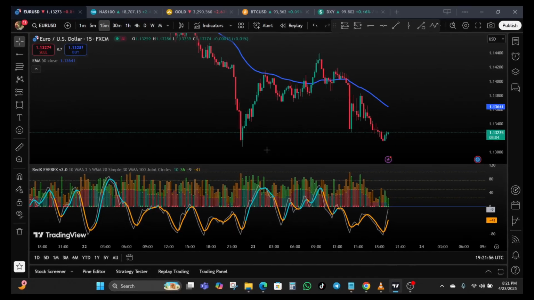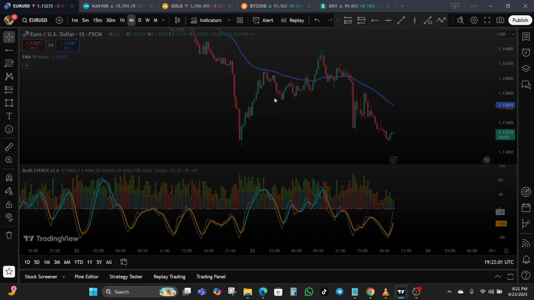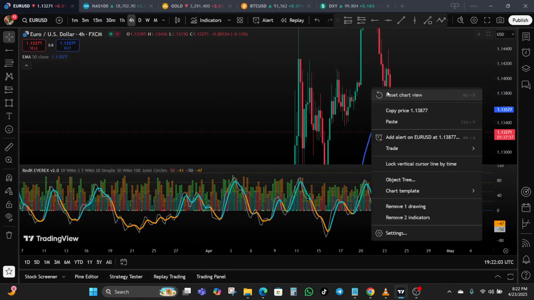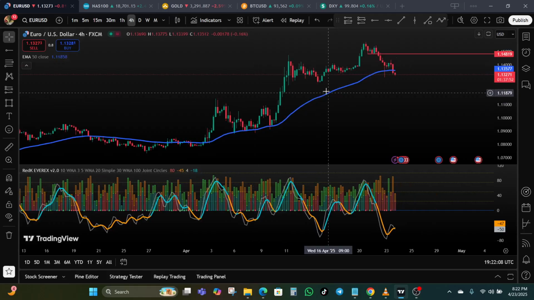You should also be zooming out. You can actually go to maybe a higher time frame. You can also zoom out and see the broader market structure and where volume fits in. So that's how you use the RedK EVEREX Effort versus Results Explorer indicator to read volume like the pros.